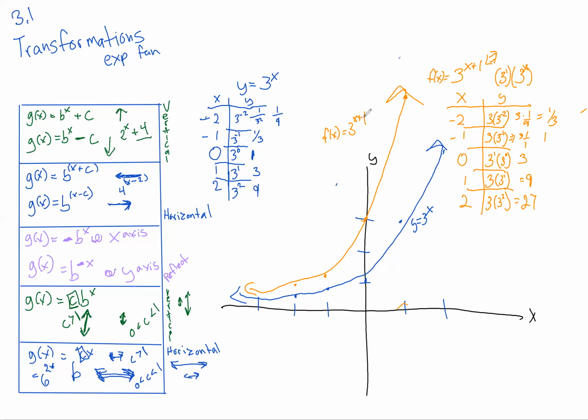Real quick, just review the chart. If we have a plus or a minus outside of the base in the exponent, it's a vertical transformation. If it's included in the exponent, it's a horizontal. Now, if we've got the negative in front of that base in the exponent, you're going to flip it around the x-axis. If we've got the negative with the exponent, we're going to flip it around the y-axis. Now, if we're multiplying our base function and exponent by something else, that's going to be a vertical stretch or a shrink. And if it's attached to the exponent, it's going to be a horizontal stretch and shrink.